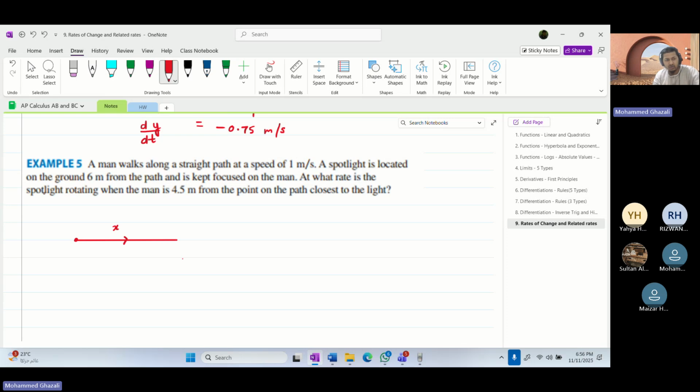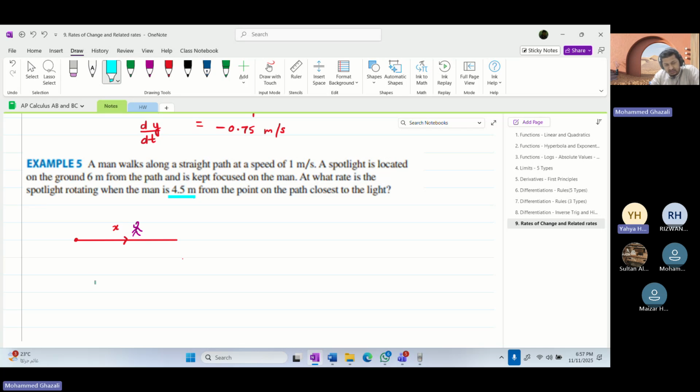A spotlight is located on the ground 6 meters from the path and is kept focused on the man. So let's just say this person is here, all right? And there's some kind of a spotlight on him, 6 meters from the path. At what rate is the spotlight rotating when the man is 4.5 meters from the point on the path closest to the light?